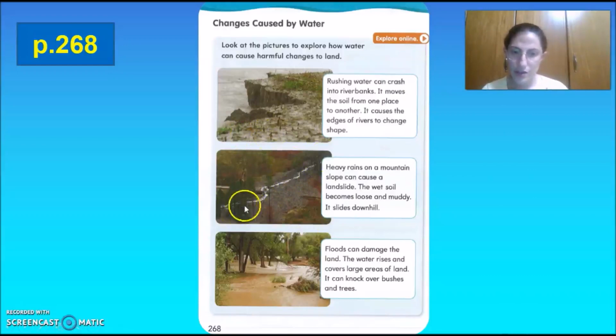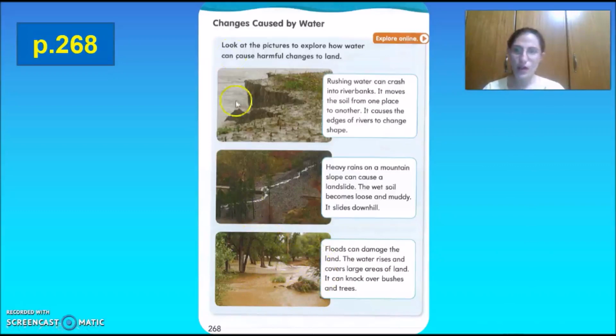In the second picture, we could see that the heavy rains, what did they do? They caused a landslide, changing the shape of the slope. Excellent. And it's sliding downhill. What about the floods? In the third picture, we could see a flood that is carrying away with it the trees and the soil from one place to another and soaking the whole area with water.